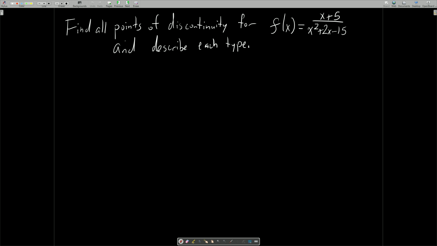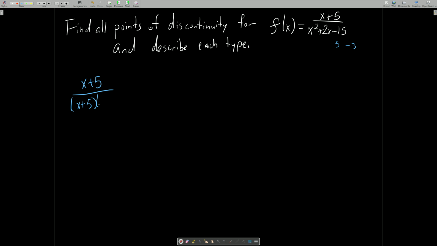Alright, so find all points of discontinuity for f of x equals x plus 5 over x squared plus 2x minus 15, and describe each type. If you get a problem like this, the first thing you're going to want to do is factor it out. If you're going to factor this quadratic, the two numbers that multiply to get negative 15 and add up to 2 are 5 and negative 3.